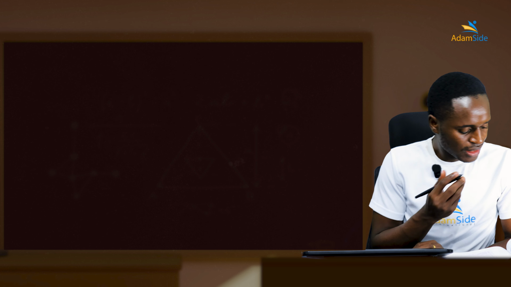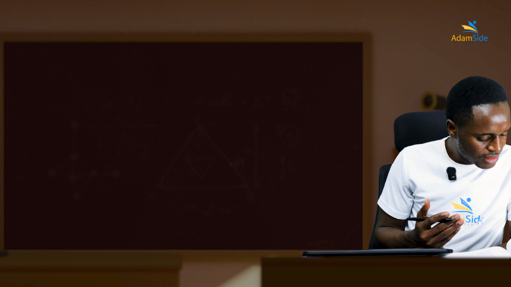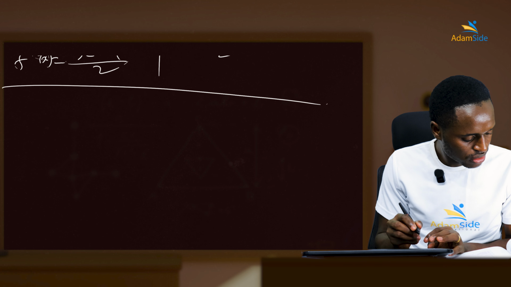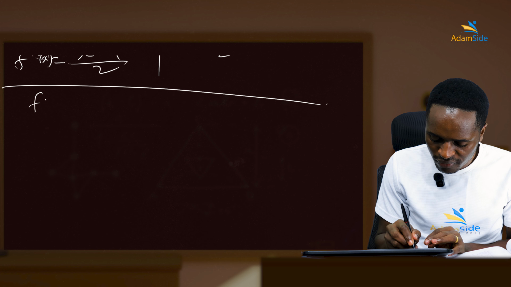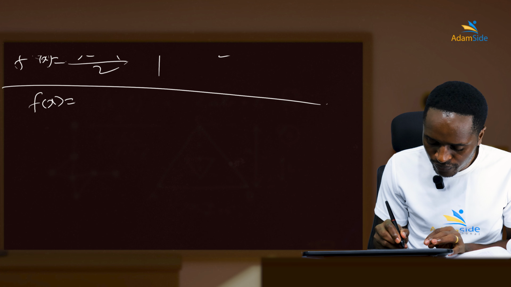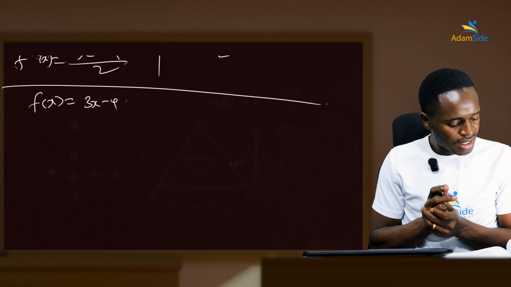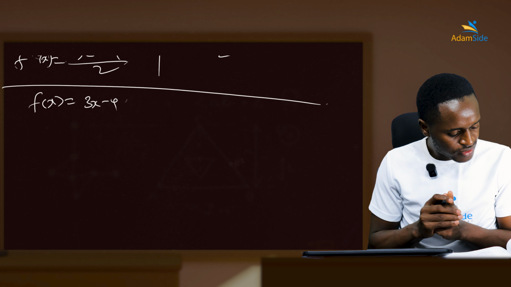So x. Now let's try a different question. Find the inverse function of f of x is equal to 3x minus 4. So start using method 2.